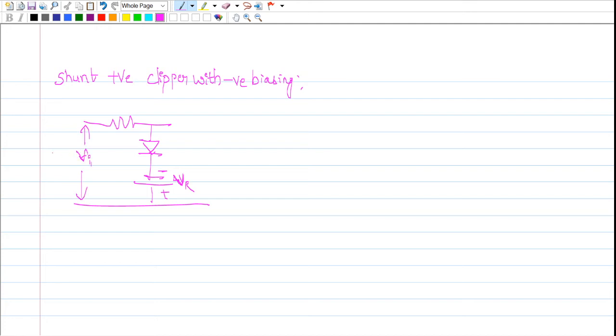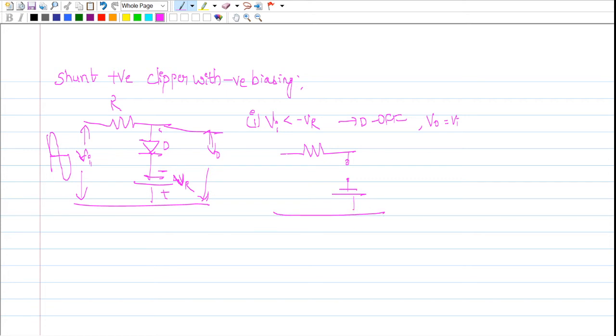The input voltage is a sinusoidal signal, and this one is the output voltage. Here again there are two conditions. The first condition is Vi is less than minus VR. With lower voltages the diode does not conduct, so the diode is off, then V0 is equal to Vi. The diode is off, so it is an open circuit, and we can get this waveform.